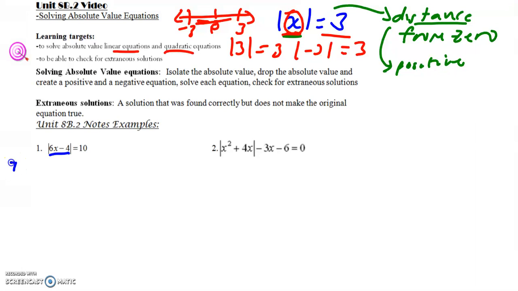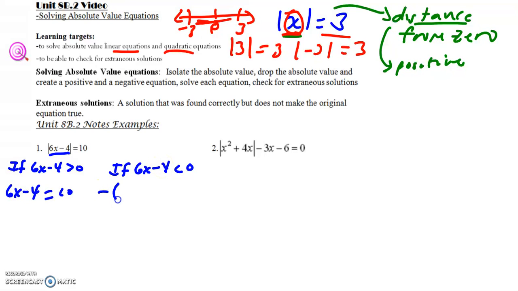We have one case if 6x minus 4 is greater than 0, and a second case if 6x minus 4 is less than 0. So in the first case, if 6x minus 4 is positive, it's going to remain as 6x minus 4, and that distance is going to equal 10. In the second case, this number could be negative in there to get out a positive 10. So if I want to represent this as a negative number, I would write negative (6x minus 4). So you're saying that the whole number is negative, and that is eventually going to be a distance of 10.